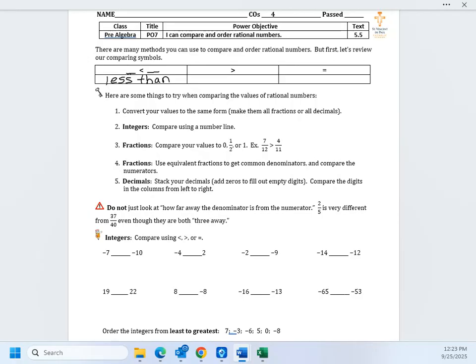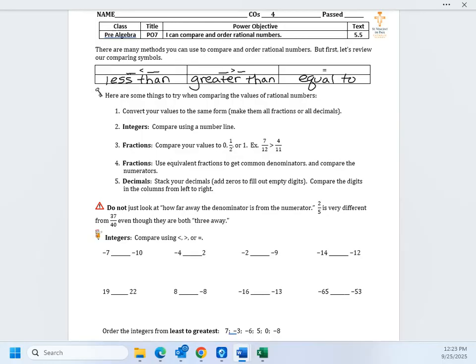So what is my next symbol, Gavin? Greater than. My first number is greater than my second number. And this last one, everybody tell me, what is it? Equal to. All right, here are some things to try when comparing the values of rational numbers.